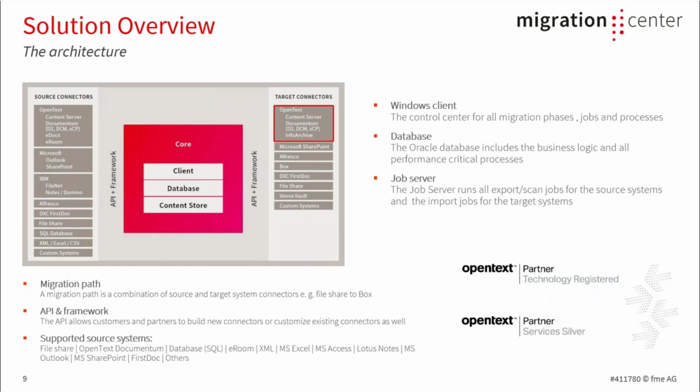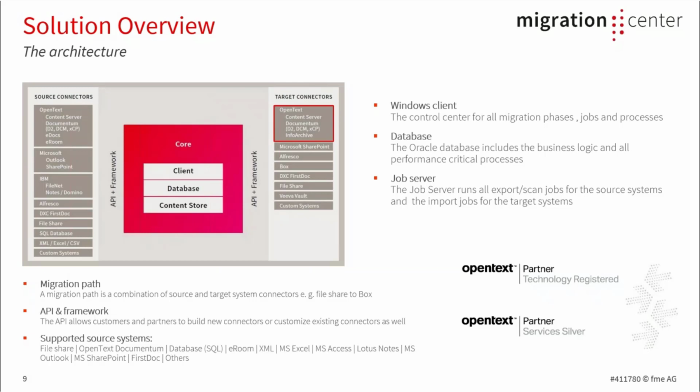So if you have millions of documents you would like to migrate, and you need to do some transformation during the migration process, you need a lot of performance to get this job done. Finally, we have the job server, the component which runs all the export, or as we say, scan jobs, to extract the metadata and the content from the source system, but it also contains the import jobs, which import the documents and the new metadata to the target system.